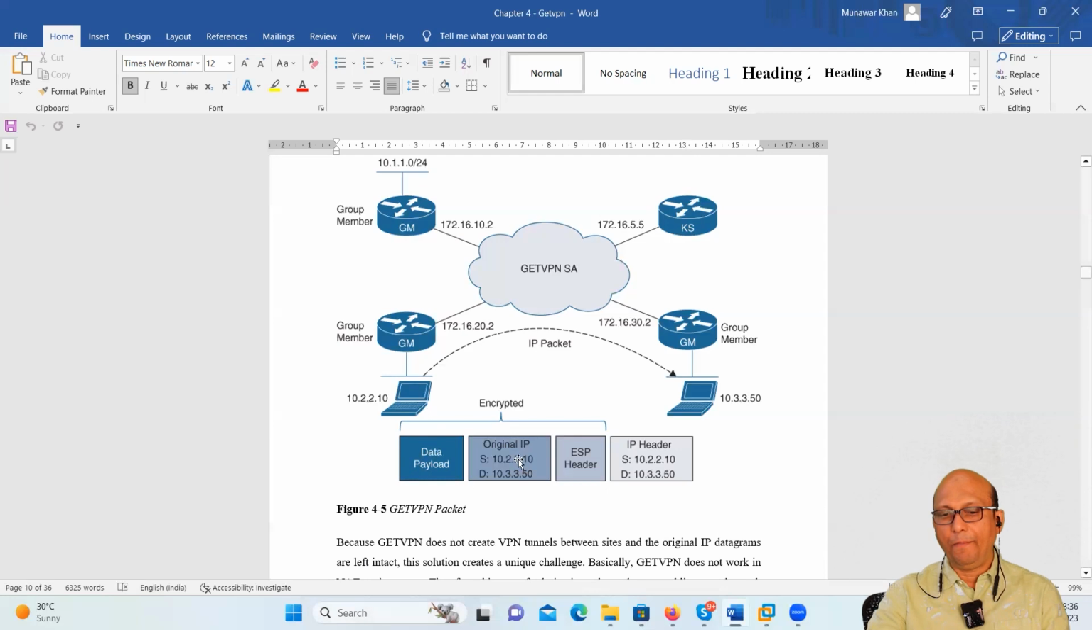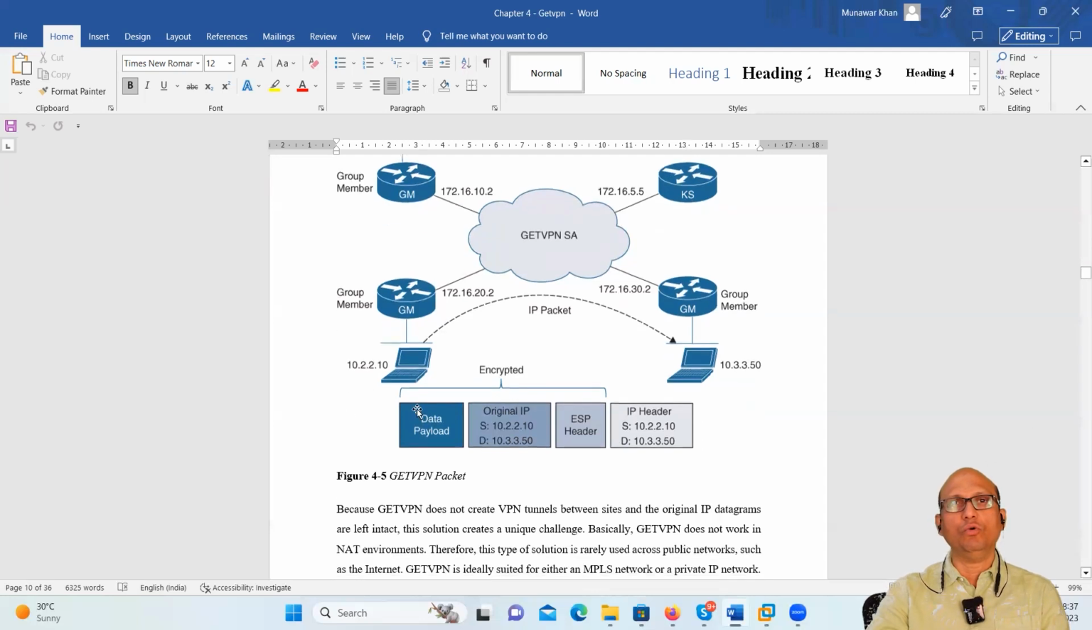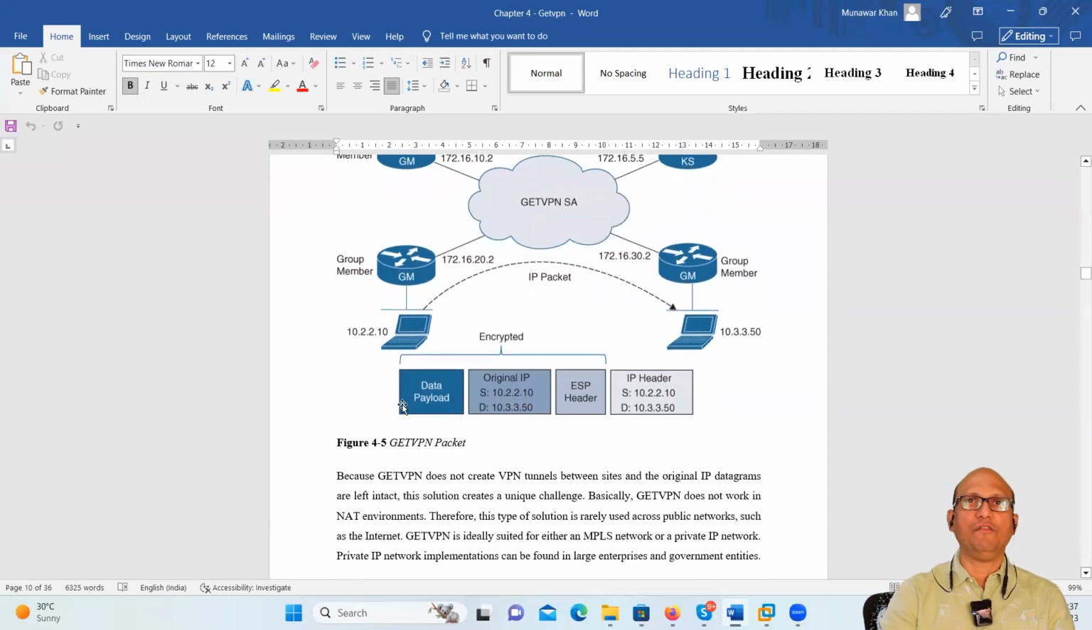So you see the data payload is hidden, and a separate header is being added, which is nothing but the same. Because you are not sending your traffic over the internet, you are sending your traffic over an MPLS network, which is a private network. So you don't have to follow that RFC rule that if I am sending traffic to the internet, I should send it with a translated IP address or public IP address. No, you don't have to follow that rule.